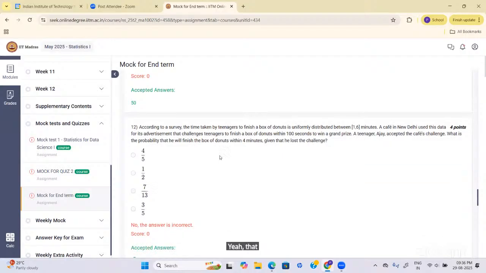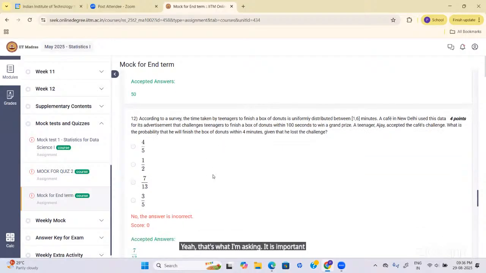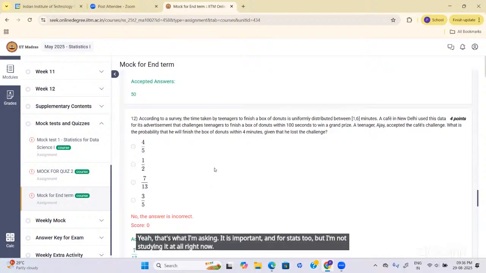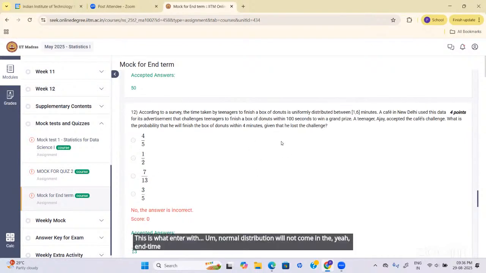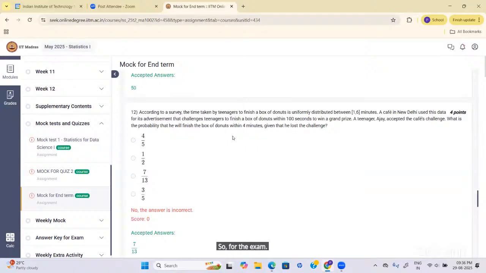Yeah, that's what I'm asking. It is important for stats too, but I'm not studying it at all right now. So normal distribution will not come in the end-term exam? It will not come, but for the Statistics 2 course, you have to study it. So in Stats 2, will there be repetition of normal or not? Yes, it will be there.